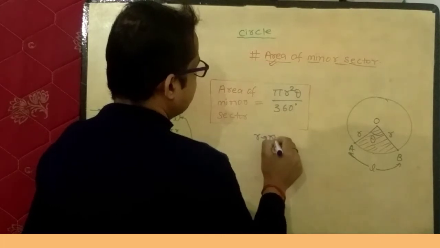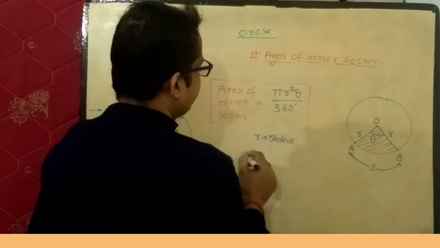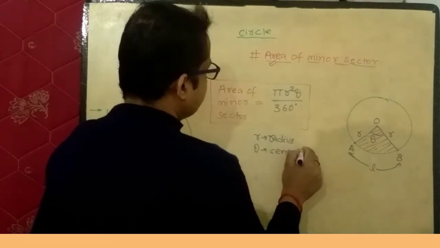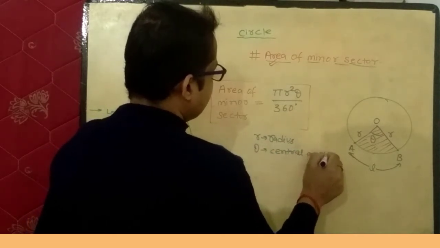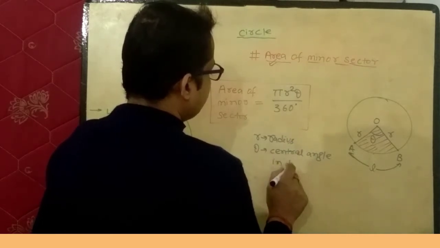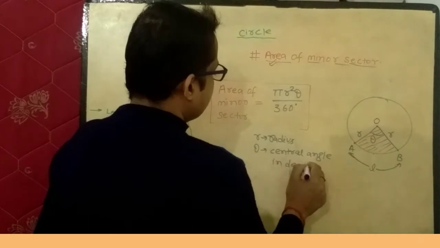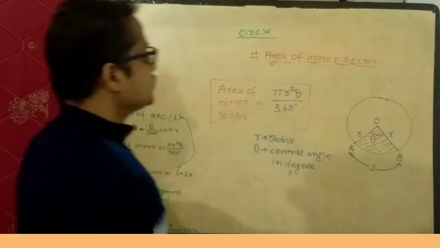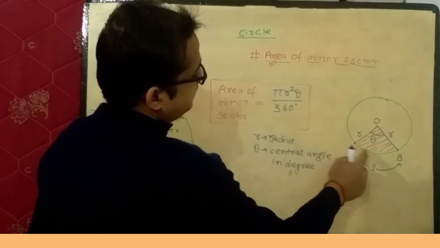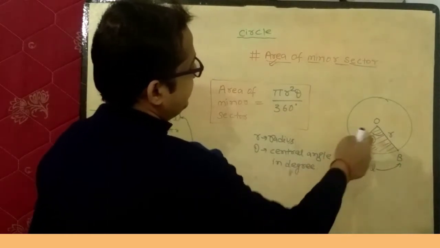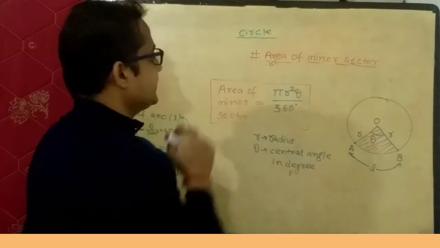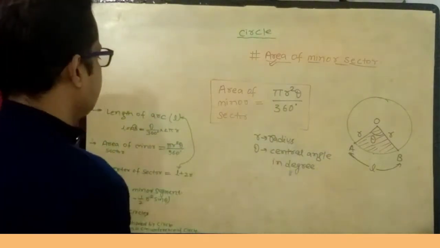where r is the radius of the circle, and theta is the central angle in degrees. So the area bounded by this region ABO and A is pi r square theta upon 360 degrees, which is the area of the minor sector.